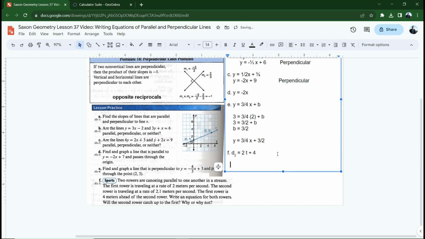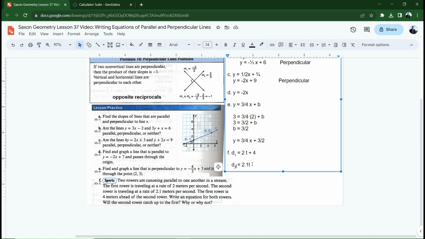And then the equation for the second rower is going to be the second rower's distance equals 2.1 t, and the second rower starts at 0. Did I get these backwards here? Let me just double check. I think I put the wrong subscript. There we go. Okay, so the first rower started 4 meters ahead. That means if he's at 4, my second rower has to be at 0.